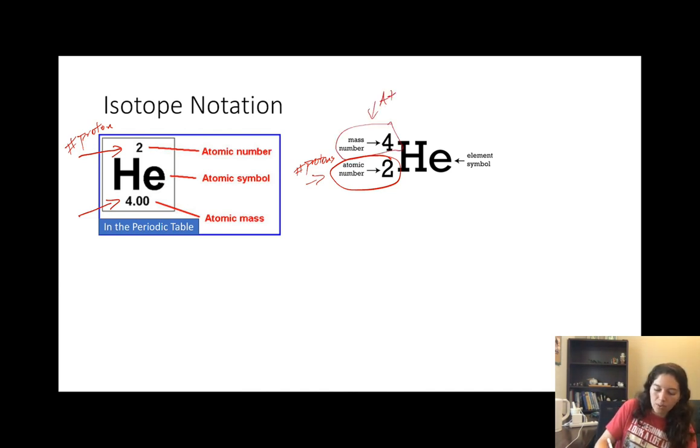This is just a notation that we have used for centuries and ages, so you'll just have to get used to seeing it because we can't fix it, even though it doesn't really make any sense. So don't get those mixed up. They are flipped if you see isotope notation like this.